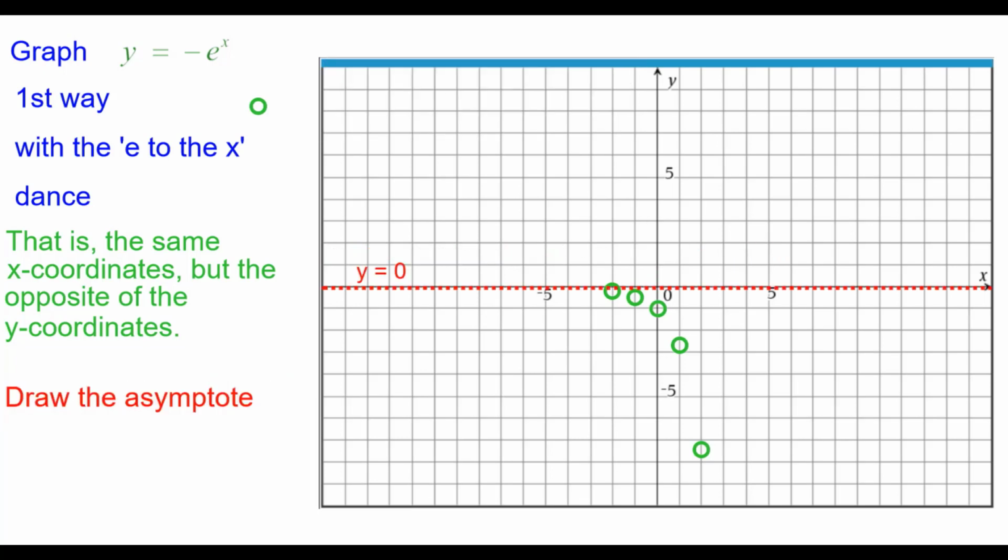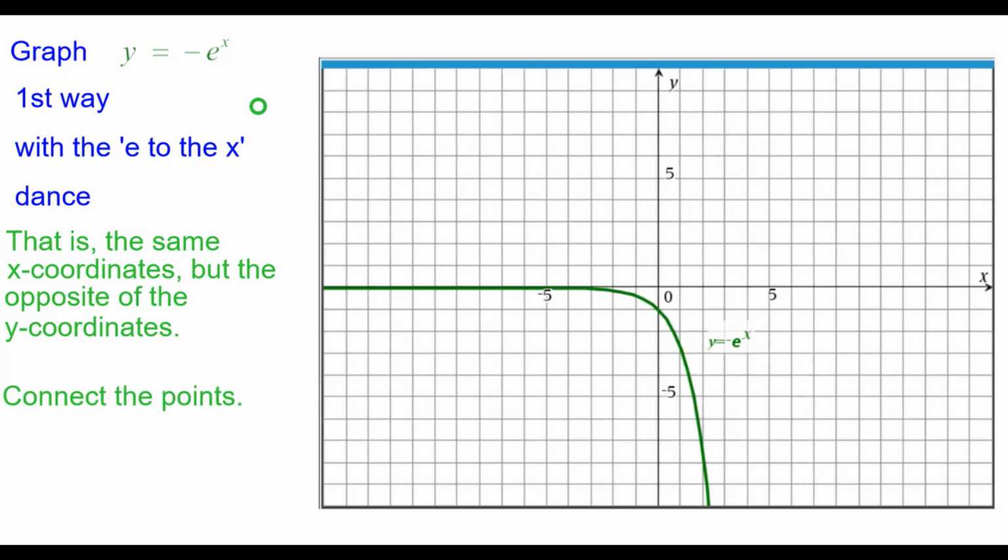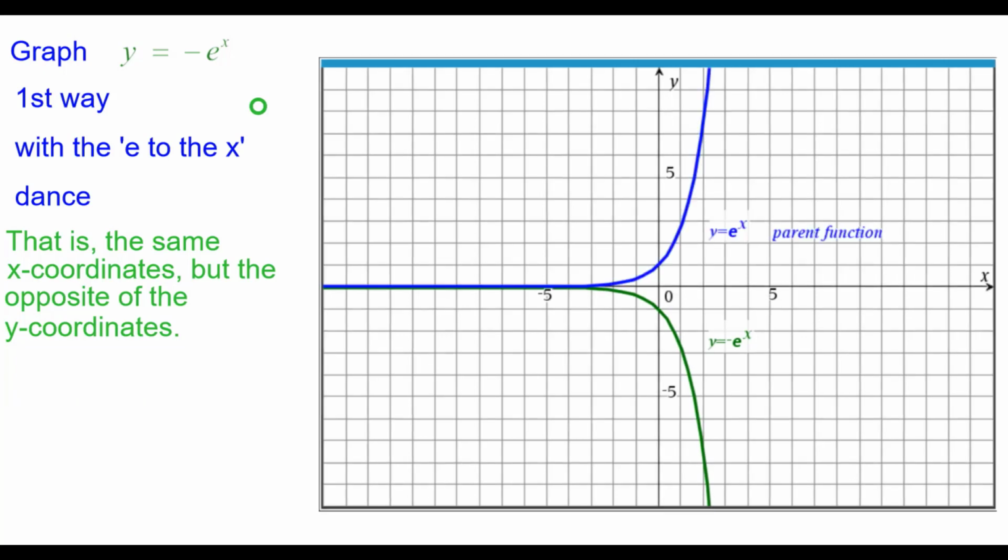Draw the asymptote, which happens to be the x-axis. Connect the points. And when we compare it to the parent function, you can see that the graphs are reflections about the x-axis.